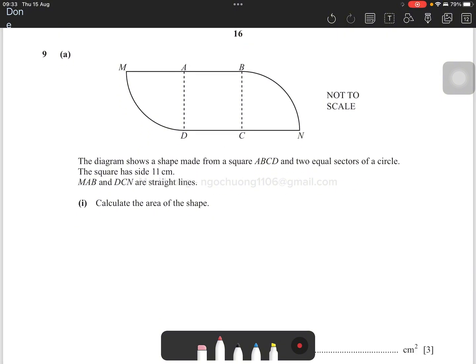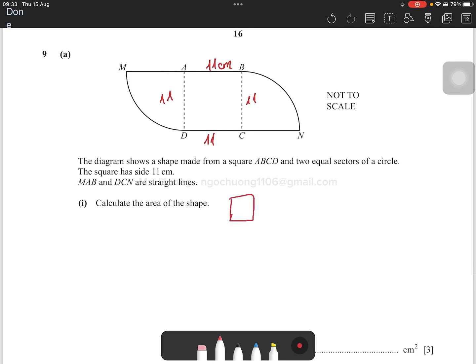Question 9a. The diagram shows a shape made from a square ABCD and two equal sectors of a circle. The square has side 11 centimeters. So this one is 11 centimeters, 11, and so on. MAP and DCA are straight lines. Calculate the area of the shape.